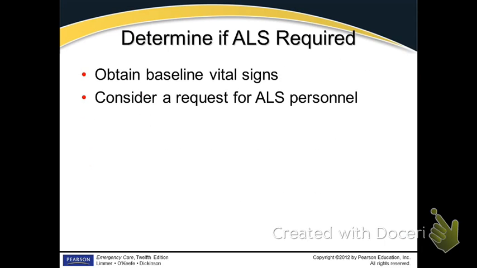Not that there's ever that many BLS ambulances anymore unless you live in Sunnyvale. But you always want to consider that. That would be something very important, especially for testing purposes.